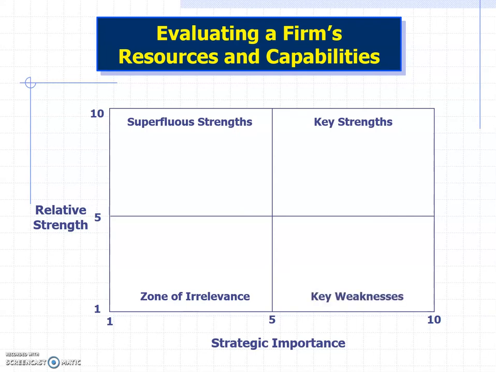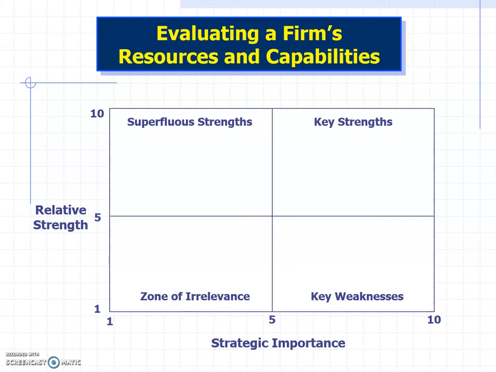And then we've got key weaknesses. So these are things that are very important, but that we're relatively weak on. So this kind of looks almost a bit like a SWOT analysis in terms of strengths and weaknesses, right? But it's an improvement over a SWOT analysis.